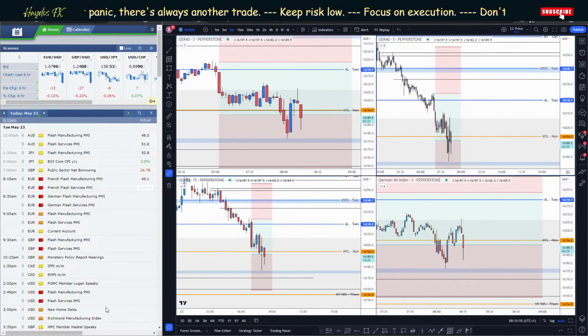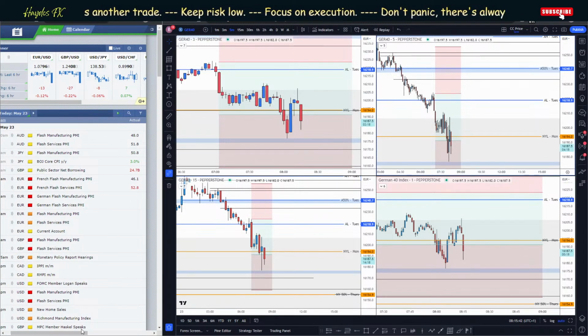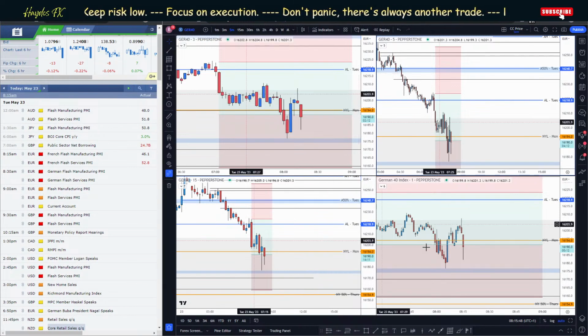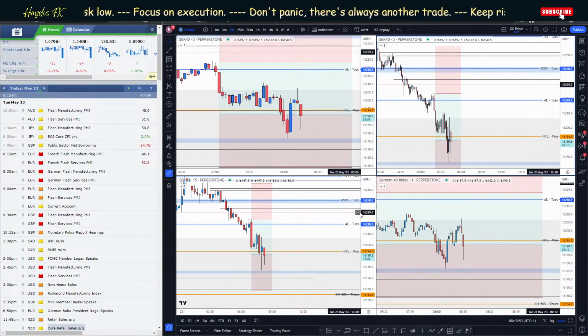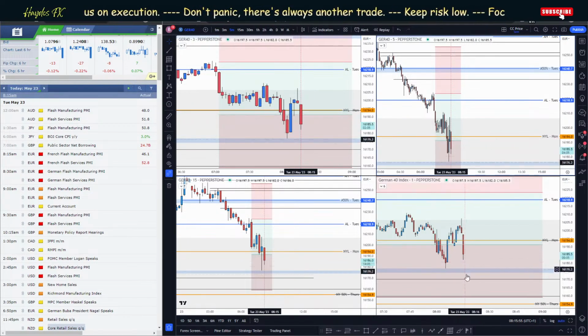So 46, that's as expected. And 52, so worse numbers. So this should be bearish for stocks so far. See what the German ones are going to do, but this should be bearish for German.